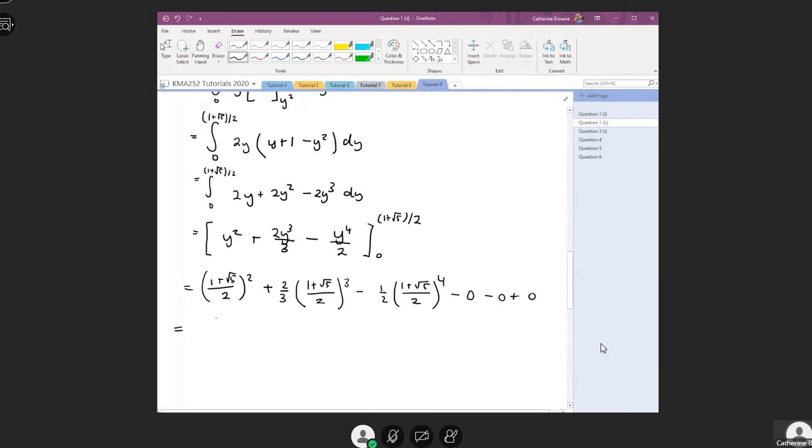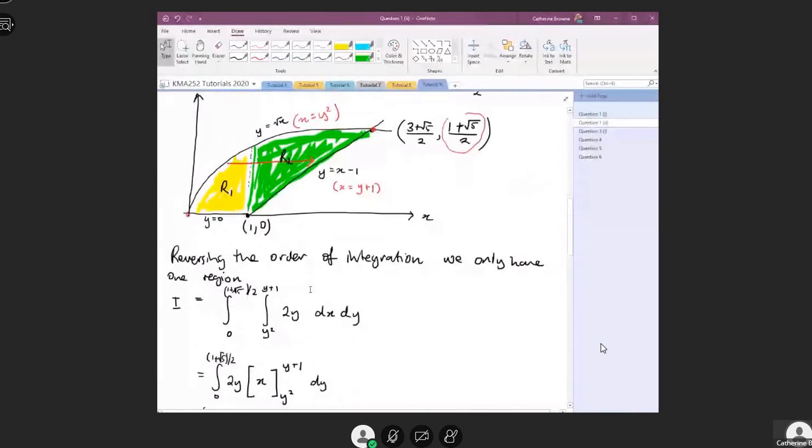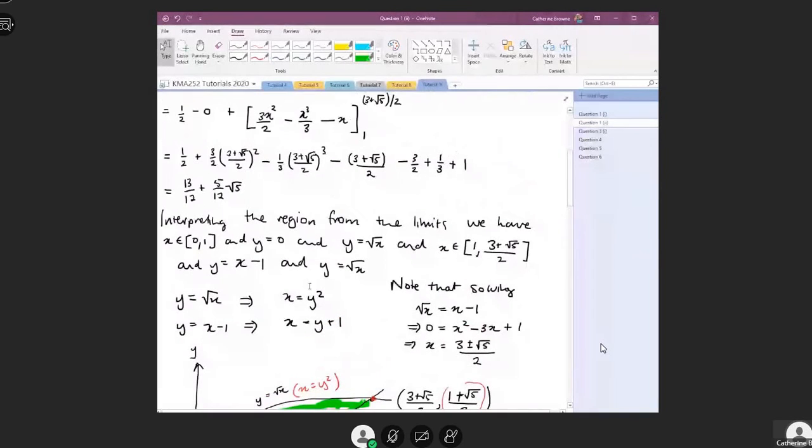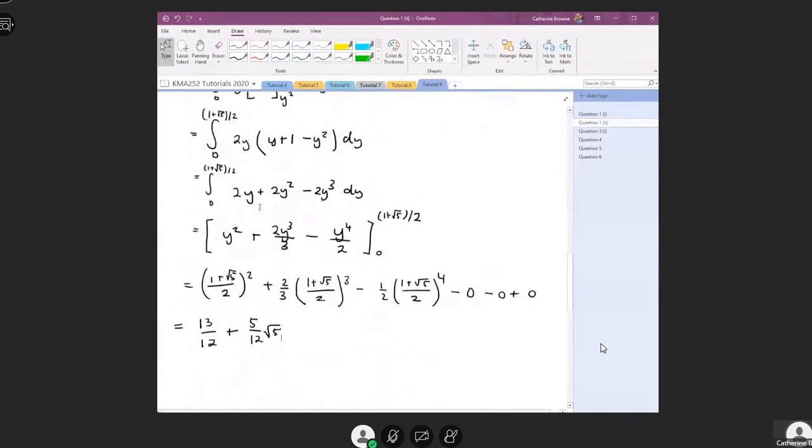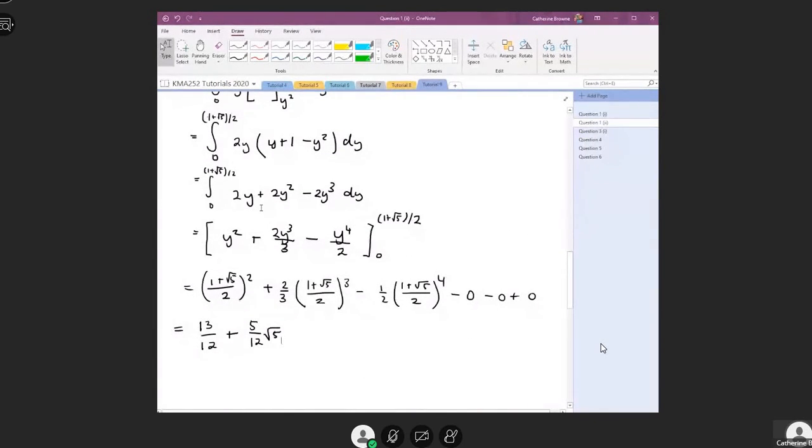And if I expand all of those and simplify, I get 1312 plus 512 the square root of 5, which is the answer I had before. So again, we know that we must have done something right if we're getting the same answer as expected.